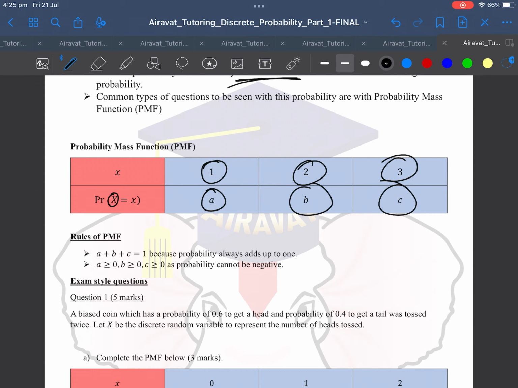Now the second rule is that A, B and C must be greater than or equal to 0. Probability can be 0, but it cannot be negative. Just keep that in mind. Now, one more rule I forgot to mention is that A, B and C cannot be greater than 1, obviously, because probability cannot be greater than 1. So those are the 3 rules that you need to keep in mind while you do this question.